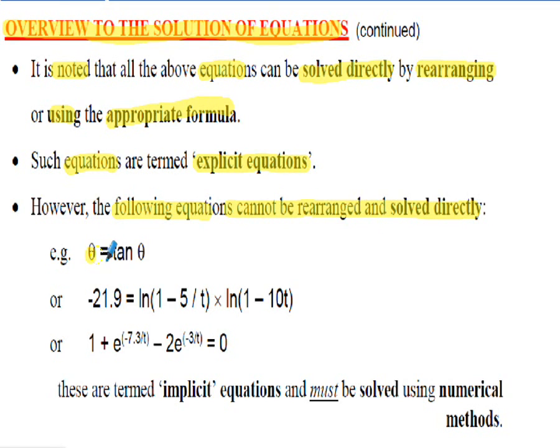For example, theta equals tan theta, and negative 21.9 is equal to the natural log of 1 minus 5 divided by t, in brackets, multiplied by the natural log, in brackets, of 1 minus 10t. That cannot be solved directly by rearranging or a formula. And also this equation here, 1 plus e to the negative 7.3 divided by t minus 2 multiplied by e to the negative 3 divided by t is equal to 0. Again, we cannot solve that directly by rearranging. So these are now termed implicit equations and must be solved using numerical methods.